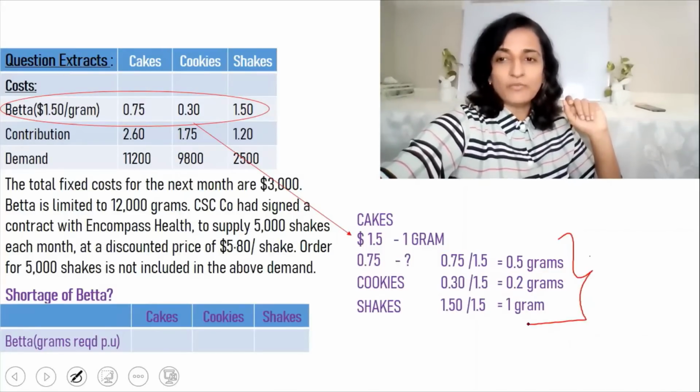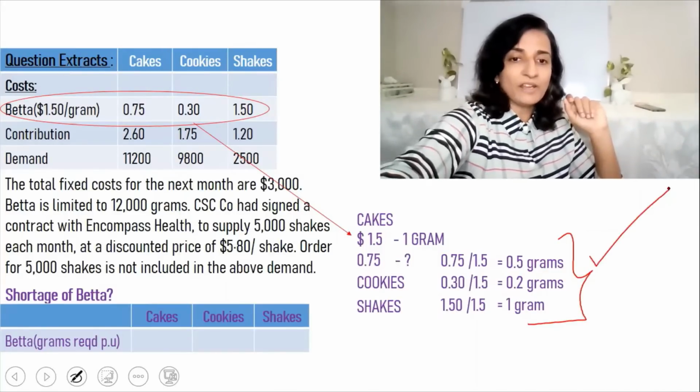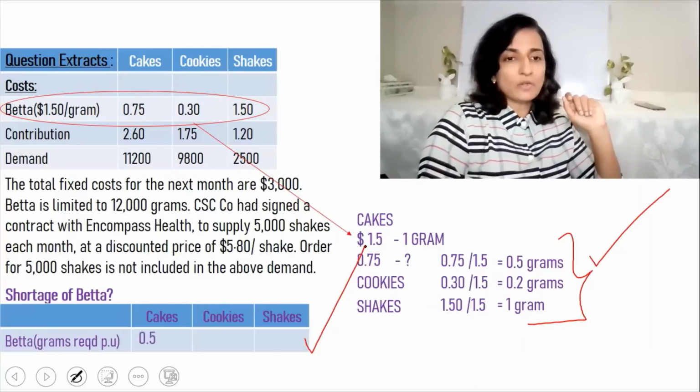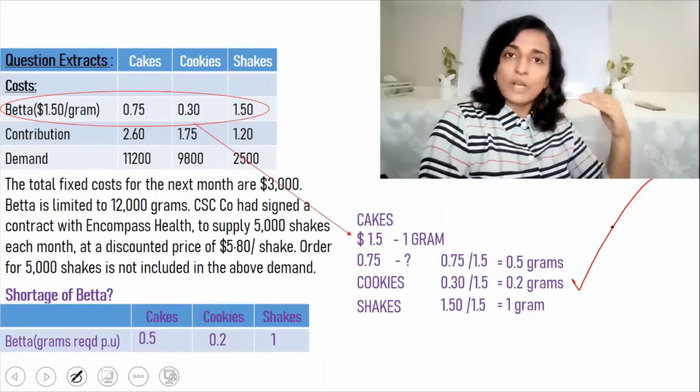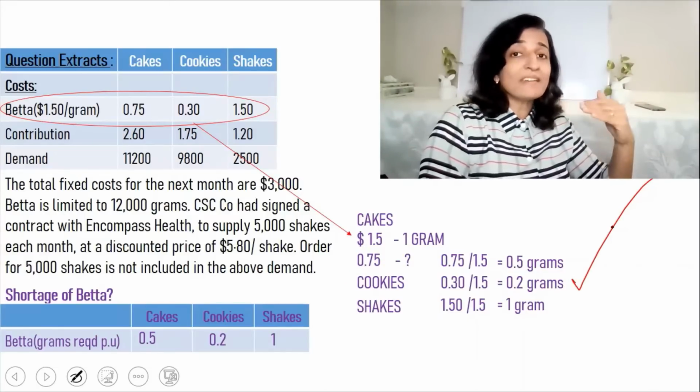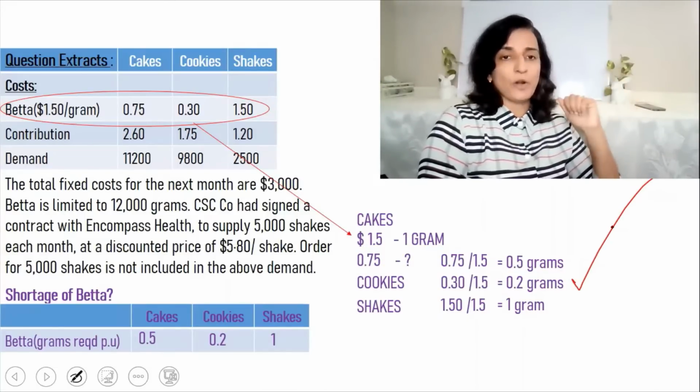So the quantity of Beta that is required for each product, I will key in this table. So for cakes, it's 0.5 grams. For cookies, it is 0.2 grams. And for shakes, it is 1 gram. So now we have got the quantity of Beta which is consumed for each product.